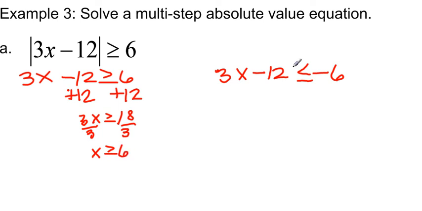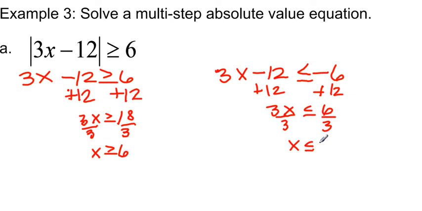Case 2, remember the difference here is our sign is less than or equal to, and we've got a -6. I'm going to add 12 on both sides. And we get 3x is less than or equal to +6. Divide both sides by 3. And we get x is less than or equal to 2.